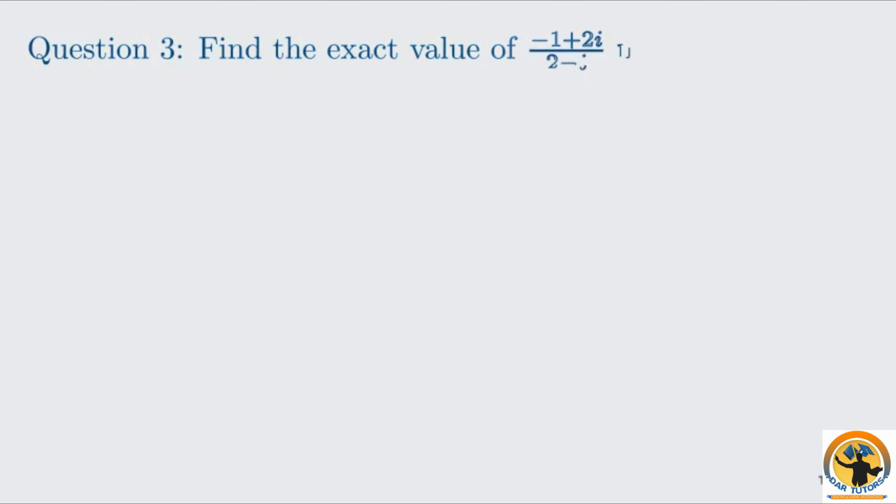Our third question is about division, which is a bit more involved. Take your time to solve it. Question 3 asks us to find the exact value of the quotient, negative 1 plus 2i divided by 2 minus i, giving the answer in the form a plus bi. The key here is to use the complex conjugate of the denominator.